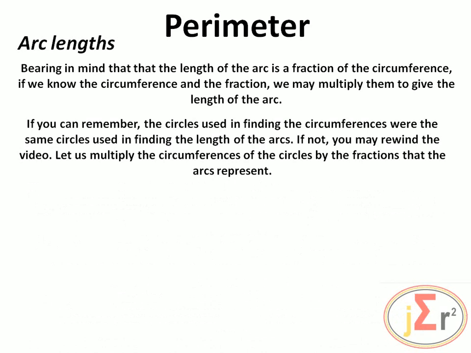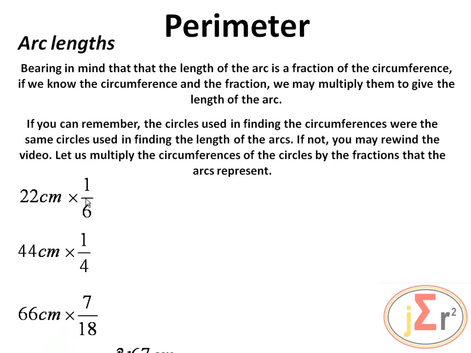But let us multiply the circumferences of the circle by the fractions that the arcs represent. So the first ones were 22, 44 and 66, and we are multiplying the first by 1/6, and we get the length of the arc. This one, 44, we take a quarter, and the result is 11. Next one, 66, we take 7/18 and the result is 25.67. So if we had the circumference of the circles before, we just multiply by the fraction of the circumference that the arc represents.